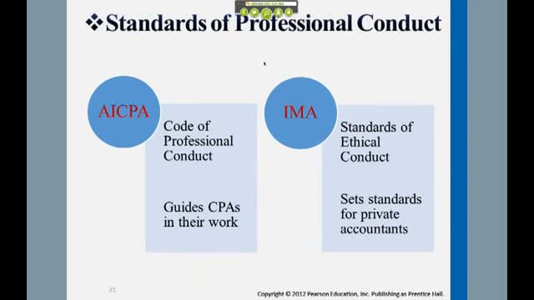So for public accountants, the AICPA has a standard of professional conduct. It includes guides CPAs have to follow in terms of independence issues, due diligence, their responsibilities, and how to work with clients. The IMA, for private accountants, also sets the ethical standards for these private accountants to follow and abide by.